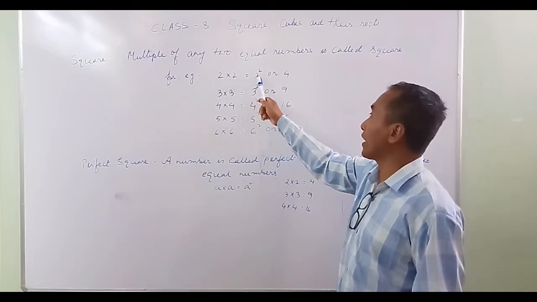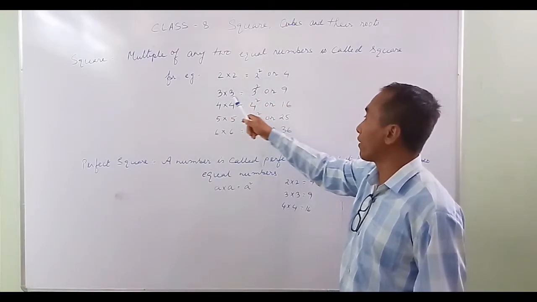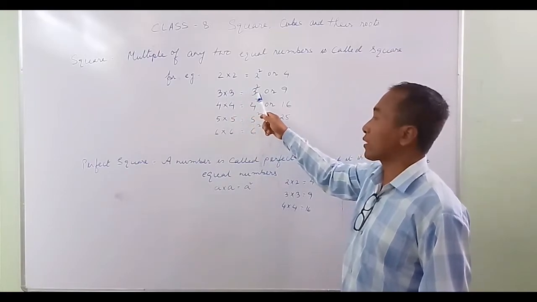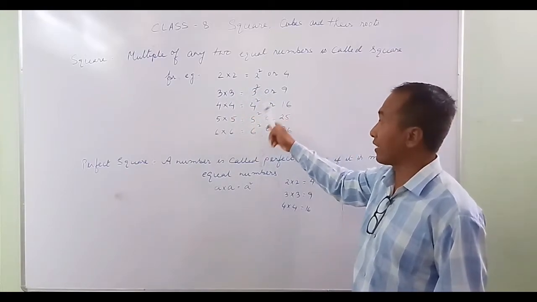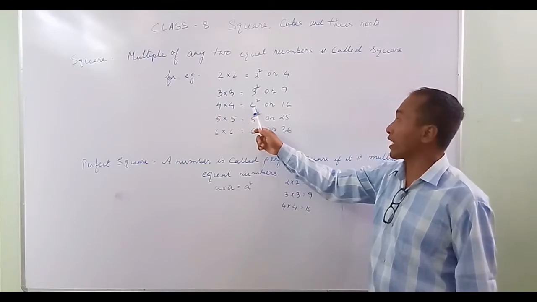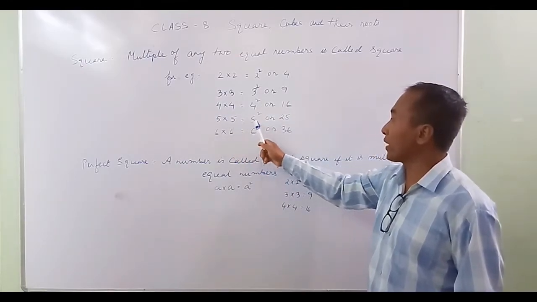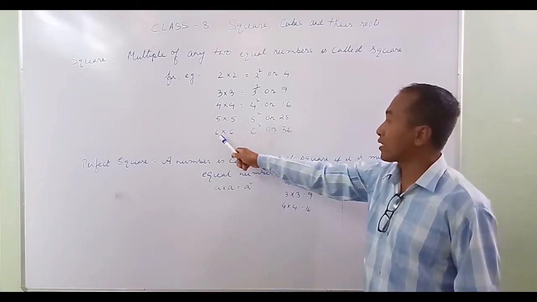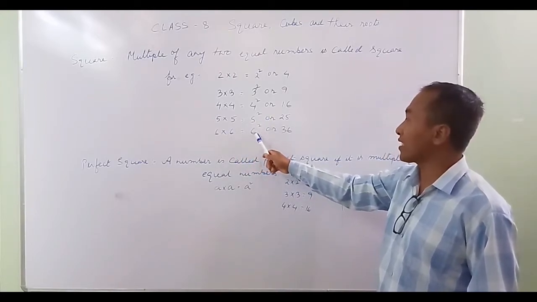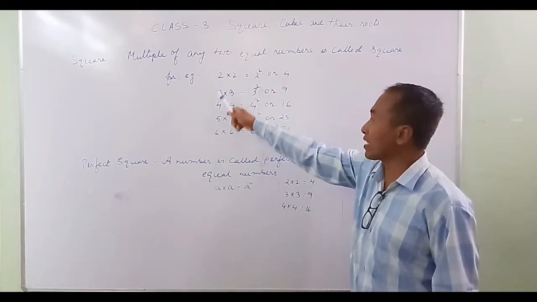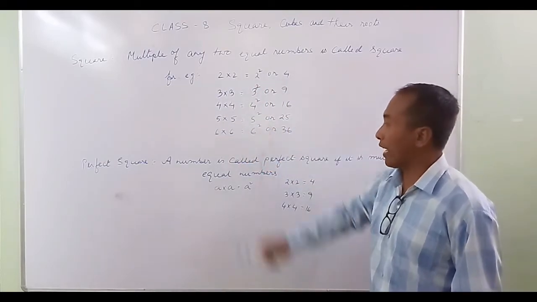2 into 2, we can express it as 2 square or 4. 3 into 3, we can express it as 3 square or 9. 4 into 4, we can express it as 4 square or 16. 5 into 5, we can express it as 5 square. 6 into 6, we can express it as 6 square. So all these numbers are called square.